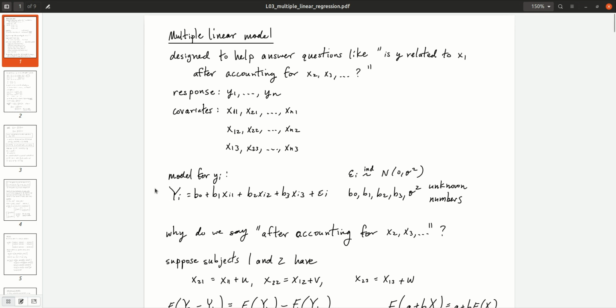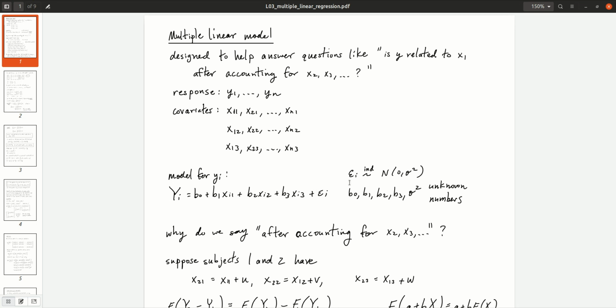Now our model for lowercase yi is going to be the random variable uppercase Yi, and it's the following: b0 plus b1 xi1 plus b2 xi2 plus b3 xi3 plus epsilon i. Now, whenever we write down a model equation, we have to specify what each of the terms means in the model. So let's start with epsilon i.